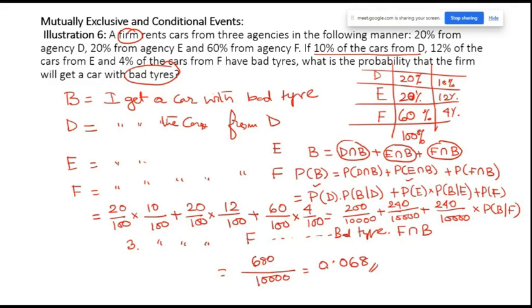That means if you are given a car and you ride the car and go to some place, out of 100 days, 6.8, that means approximately 7, that means 7%. That means if you take the car from this firm, 7% of days, out of 100 days, there will be a tire problem. So it's quite high. So this is how this problem is solved. Any doubt?